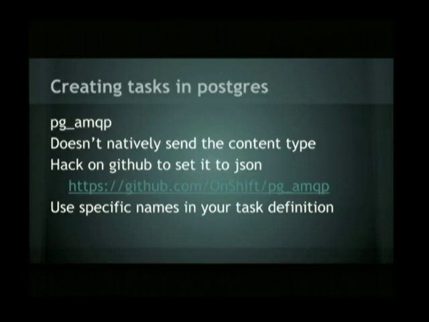The first issue we ran into is the default implementation of PGAMQP doesn't send the content type. If you don't have a content type on something in Celery, Celery just throws it out and ignores it. And we found that out the hard way when we couldn't get anything to work. So because I didn't want to get deep and heavy into the C code, I put a little hack in there that hard-coded the content type to JSON for everything that our particular instance of PGAMQP is sending out. If you're interested in using that, it is on a public GitHub, and feel free to use it.